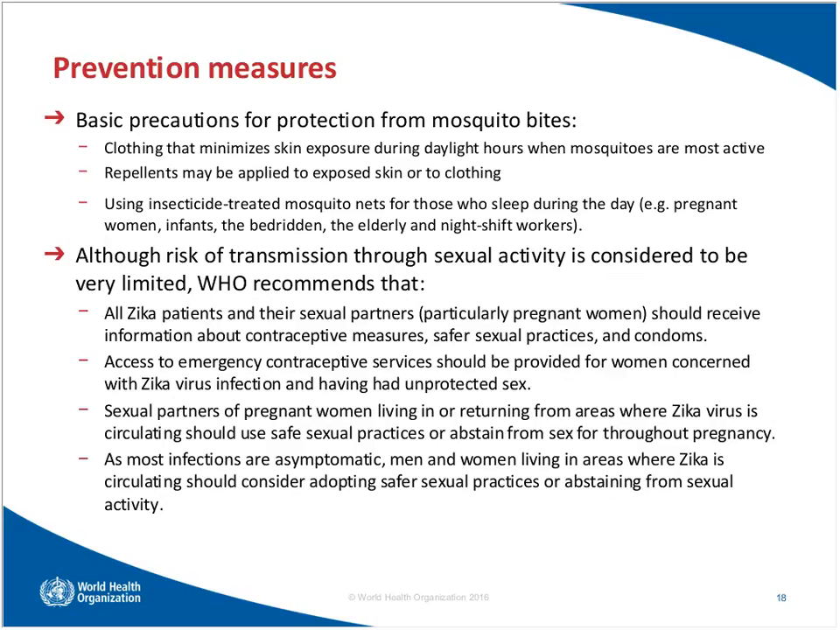For the risk of sexual transmission, WHO right now is recommending that all Zika patients and their sexual partners should receive information about contraceptive measures, the use of condoms, and safer sexual practices. Access to contraceptive services should be provided, and also sexual partners of pregnant women living in or returning from areas where Zika has been circulating should use safe sex practices. As most infections are asymptomatic, men and women living in areas where Zika is circulating should consider adopting safer sexual practices when they resume sexual activity.